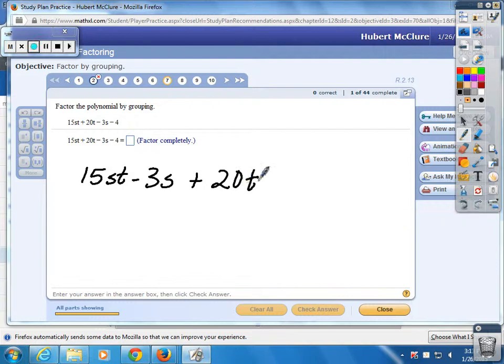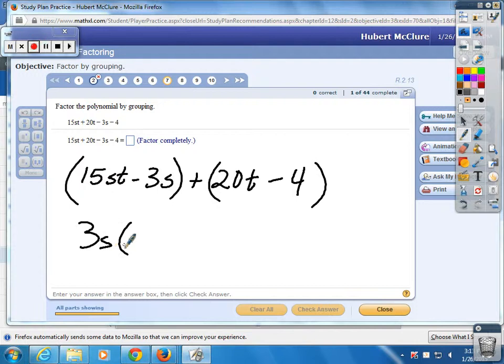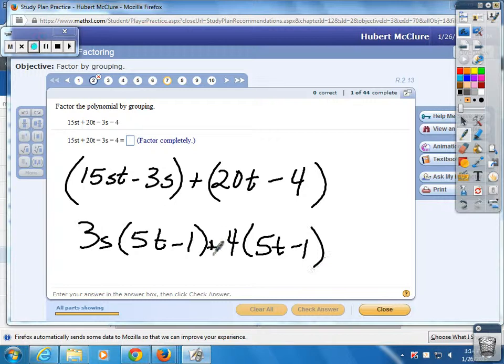20t minus 4. Group the first 2 and the last 2. What's in common here? 3s. And that'll leave what? 5t minus what? 1? And then what's in common here? And then what does that leave you? Now what's happy about this? Why are we happy? No. Why are we happy? Well, what do you see that's in common?